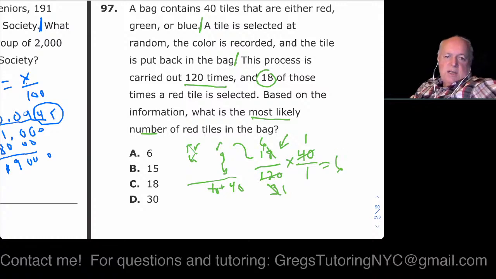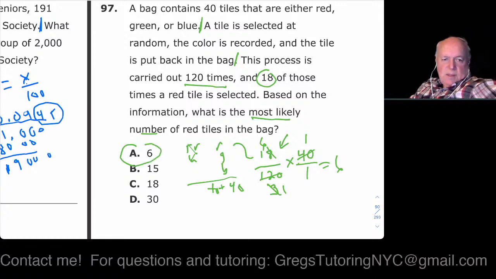You could have done 18 times 40 and then divided that by 120. But the canceling out works. Just be careful canceling out because that can be an error-prone process. All right, and then the answer just turns out to be A. All right, and that makes sense.